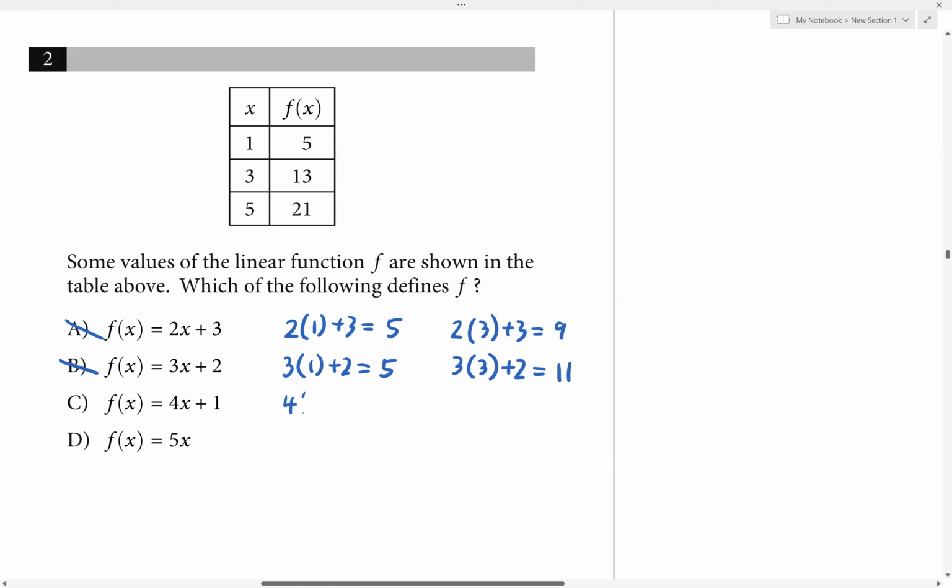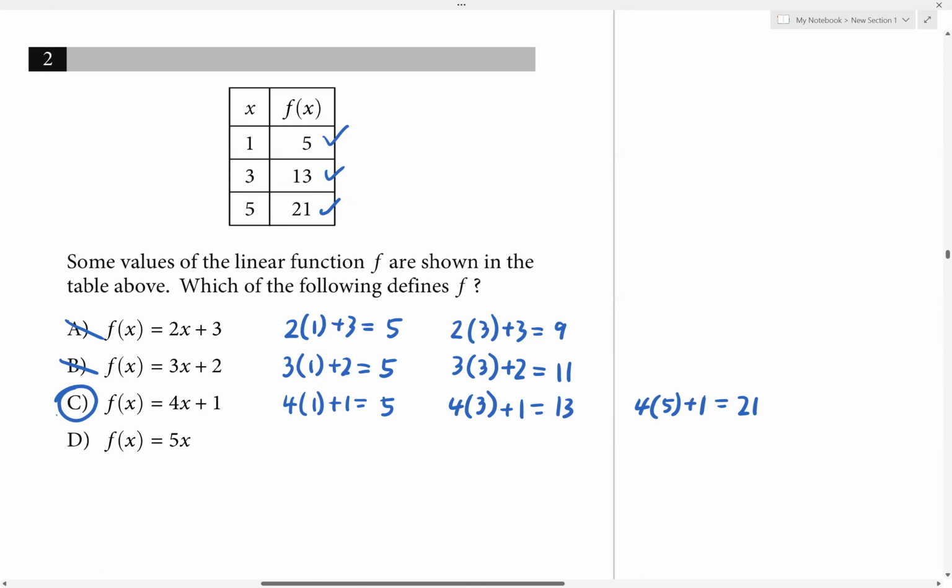Okay, so C is 4 times 1 plus 1, that's 4 plus 1, which is 5. If we try the second point, 4 times 3, plug in 3 for x, plus 1, that's 4 times 3, 12, plus 1 is 13. That's good. And then we try the last one, 4 times 5 plus 1. We should get 20 plus 1, which is 21. That's also good. So it works for all 3, so then C will have to be the answer.